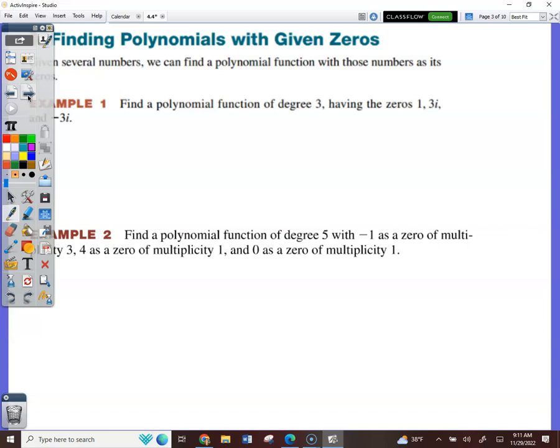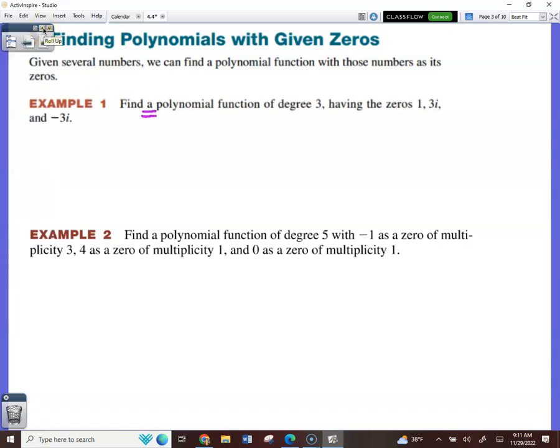So let's take some notes under this. It says find a polynomial, which means not the only answer. It's find an answer. You with me? Multiple answers here. Find a polynomial. They're telling you that it's degree 3, so your final answer should be x cubed as your highest degree. Then they're telling you that you have the zeros 1, 3i, and negative 3i, right? I'm going to make a note right here. So we've got x equals 1, we've got x equals 3i, and we've got x equals negative 3i.